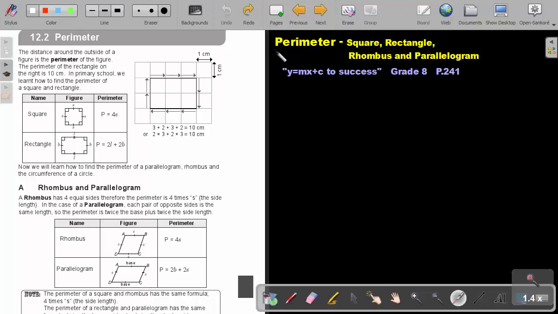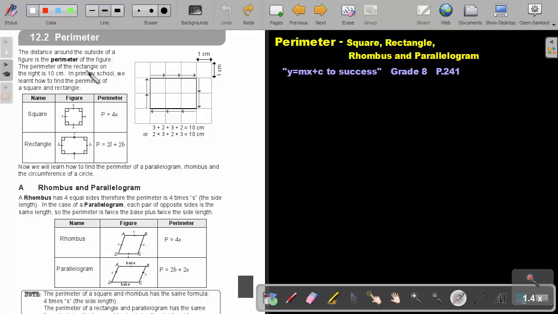Part 2. The perimeter of a square, rectangle, rhombus and parallelogram. You will find this on page 241 in the Namibian Mathematics Grade 8 textbook. Perimeter. The distance around the outside of a figure is the perimeter of the figure.